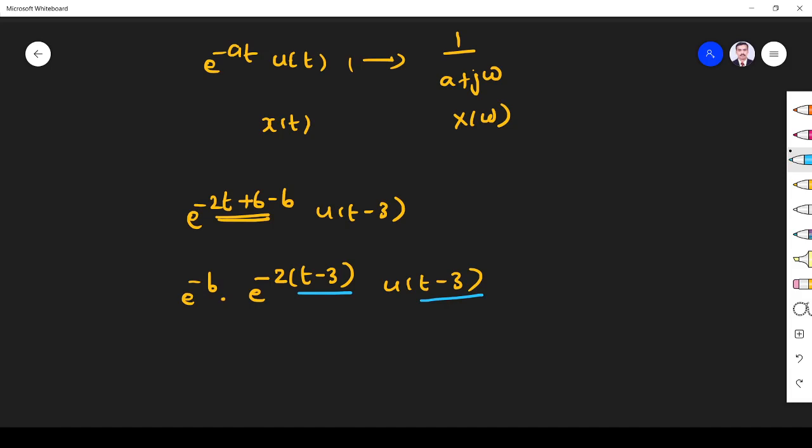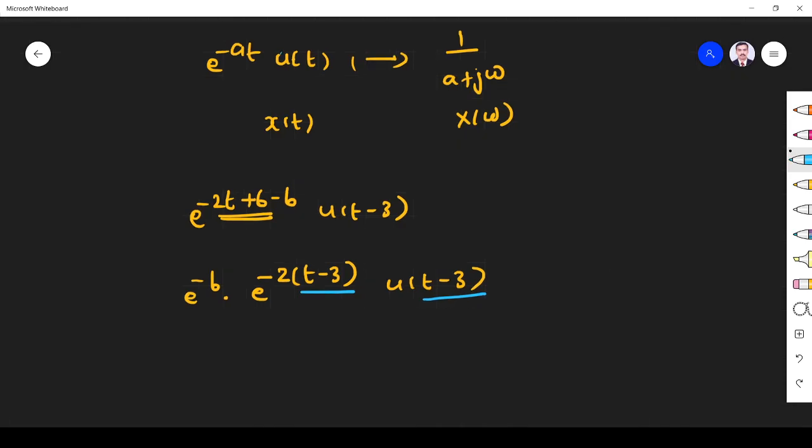Now you see the formula for e power minus at u of t. We know for e power minus at u of t, the Fourier transform is 1 by a plus j omega. Here e power minus 6 is a constant, and for a constant we don't do anything. For this, what is the Fourier transform? Instead of a we have 2. So e power minus 6 I keep as it is, times 1 divided by 2 plus j omega.